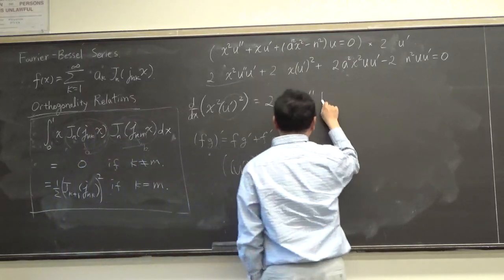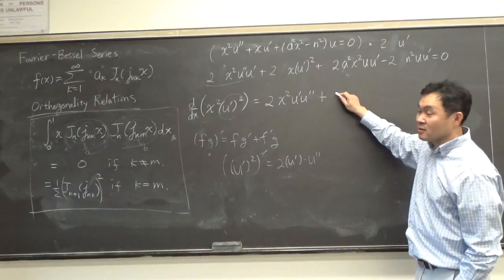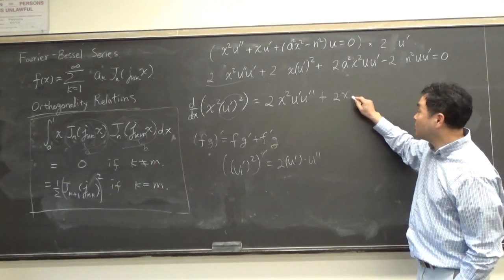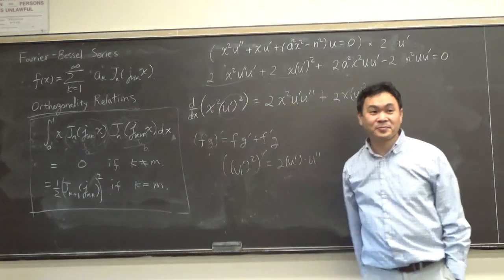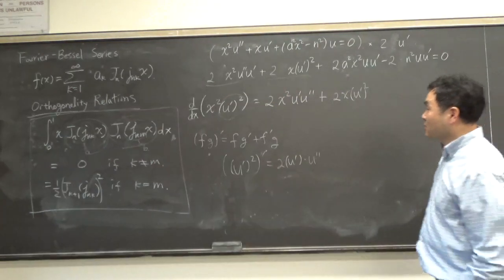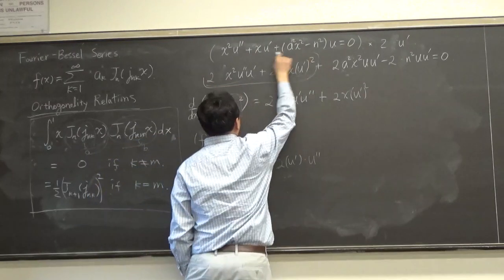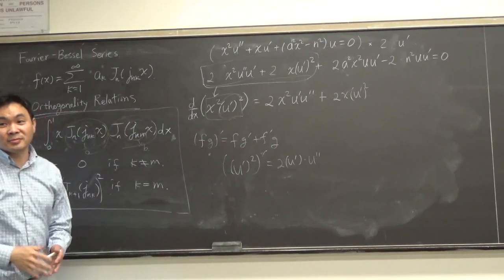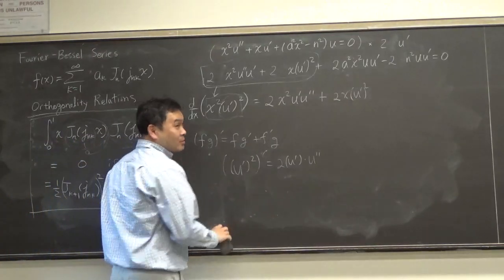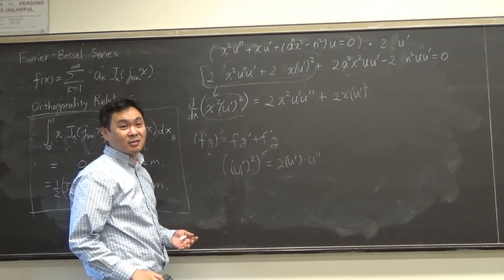But then, if you differentiate x squared instead, what do you get? 2x u prime squared, which is this one, right? So this much is the same thing as the derivative of this. Okay? Yes?